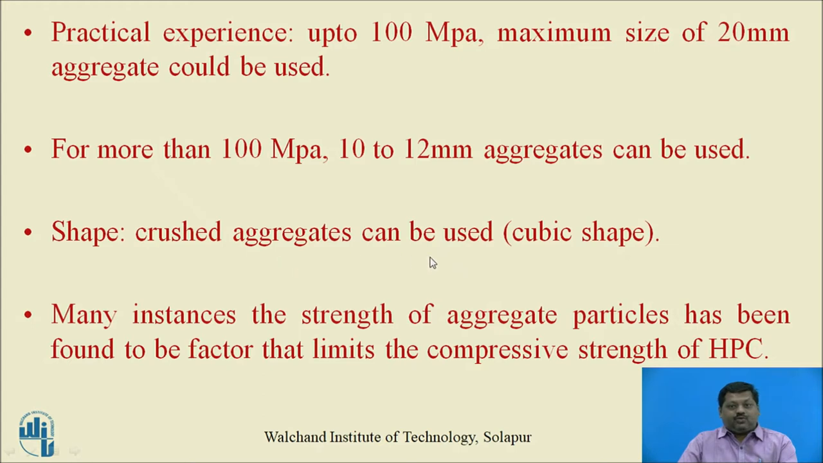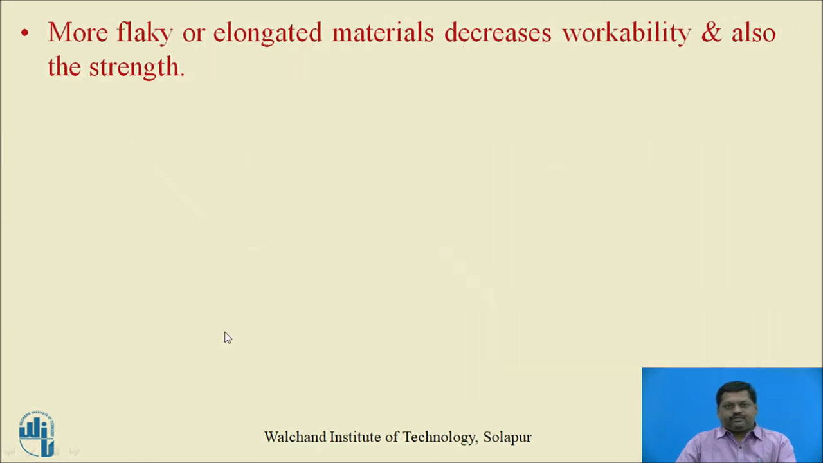Shape, crushed aggregates can be used, cubic crushed aggregates. Now, in many instances, the strength of aggregate particles has been found to be a factor that limits the compressive strength of the high performance concrete. That's why the aggregate size is important. Now, the last important point, which is disadvantages for HPC, that is the more flaky or elongated materials decrease the workability and also the strength. So, flaky aggregates, elongated aggregates, these are generally in case of normal strength concrete also reducing workability and strength. But in HPC, that reduction in the workability and strength due to this flaky and elongated material is very large.